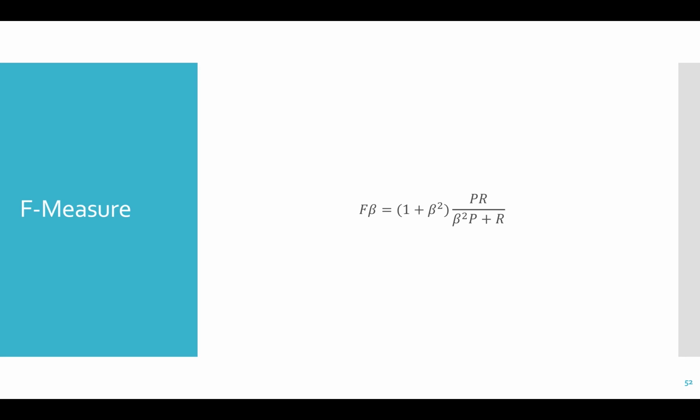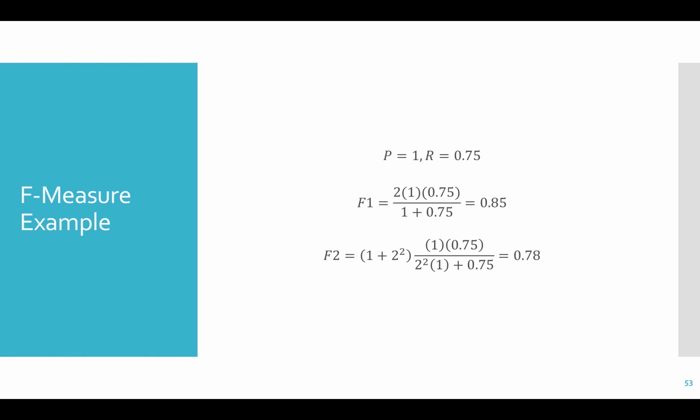We have the general formula of F beta equals 1 plus beta squared times P times R over beta squared times P plus R. Let's check out an example. If we let P equal 1 and R equals 0.75 and we calculate the F1, we'll get 0.85. If we calculate F2, we'll get 0.78 because the recall is not as high as the precision. But if we swap these two numbers, we'll still get the same value for F1, but for F2 we'll get 0.93. So in this situation with an F2, we care more about recall than we do about precision.